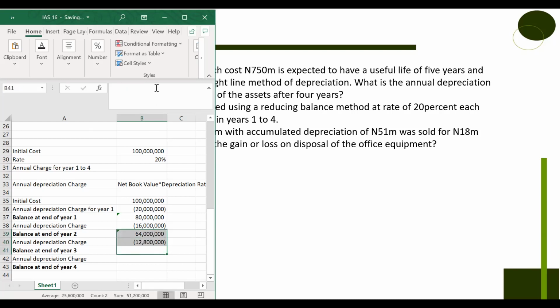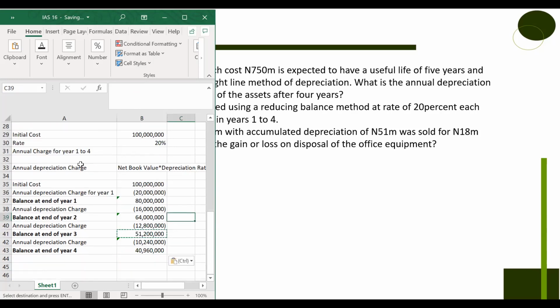12.8 million. Is this what you have? Yes. Okay. So you can see the process is the same. This minus this, you get this. This is our balance at the end of year 3. You do your depreciation charge again. You do 20% times this amount. Once you get it, you subtract from your previous balance. So this will be our balance for year 4.